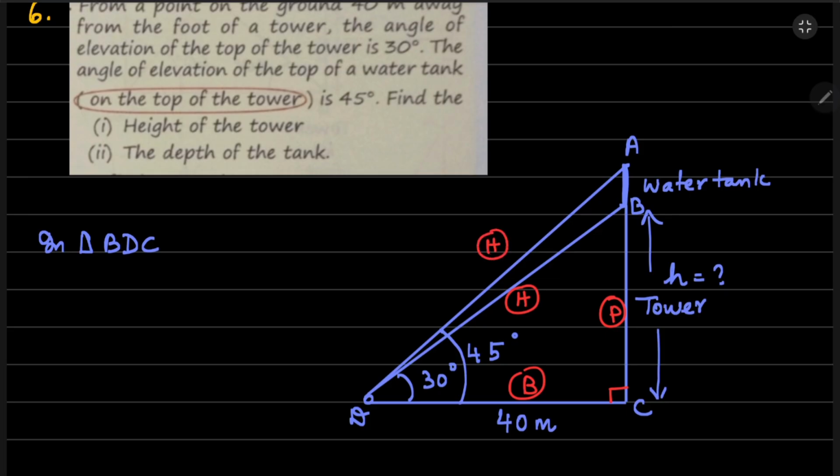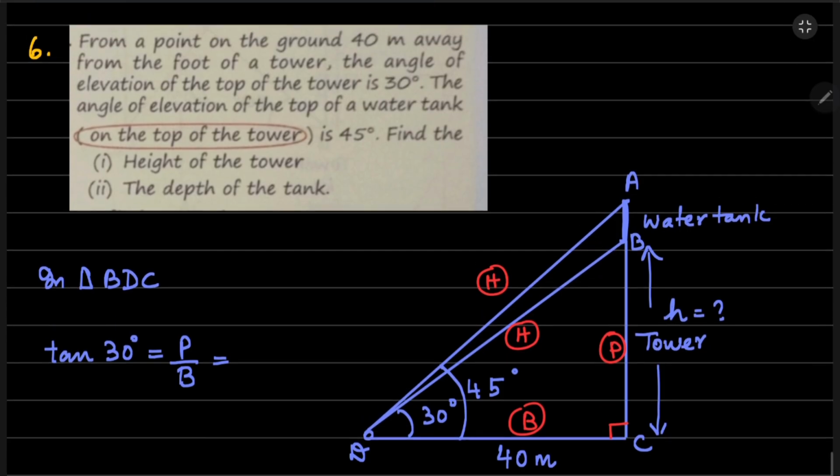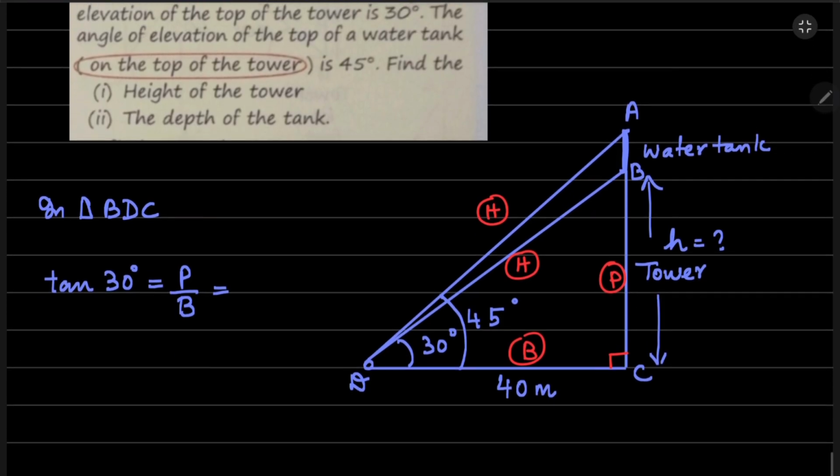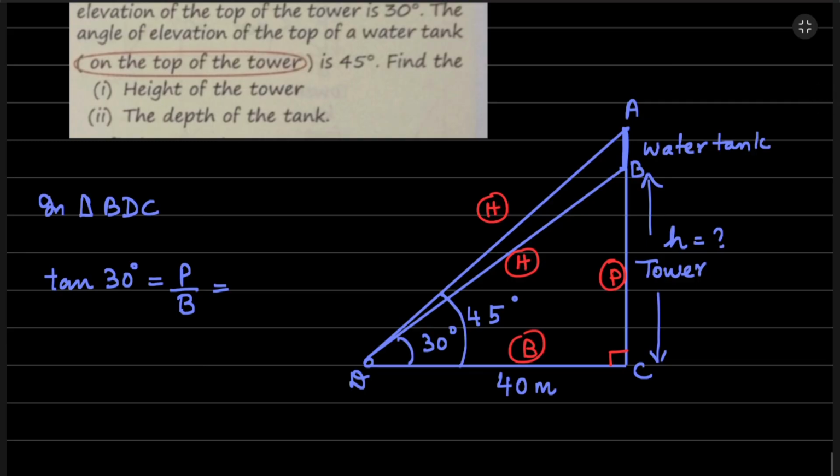Now in your triangle BDC, it's tan 30. So tan 30 is P by B. Tan 30 degree is nothing but P by B. What is your perpendicular? That is the height of the tower. Or we can just label it as BC, divided by what is B? Base is nothing but 40. What is tan 30? 1 by root 3 is equal to h divided by 40.